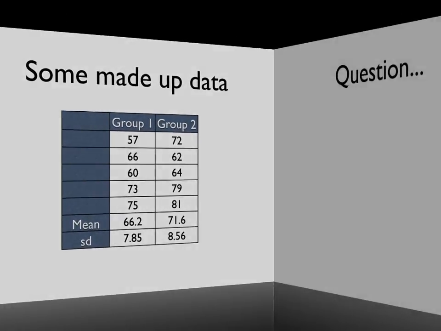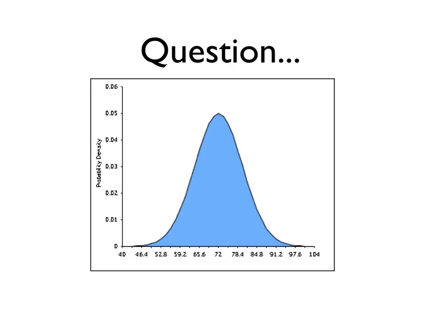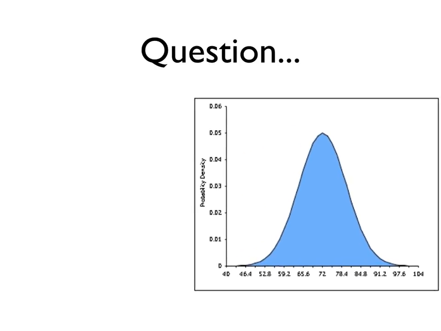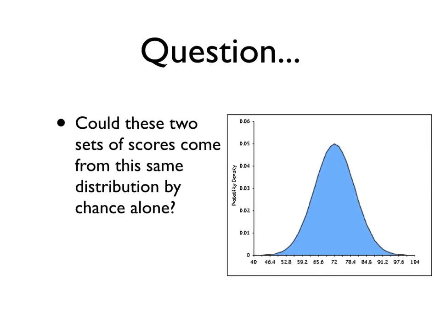Okay. So here's the question you want to ask. Here's a distribution with a mean of 72 and a standard deviation, I think, of 8. Could those two sets of scores, those two batches of numbers, have come from this distribution? So I'm saying theoretically, hypothetically, this is a population distribution. I'm not saying it is. I'm saying, let's pretend.